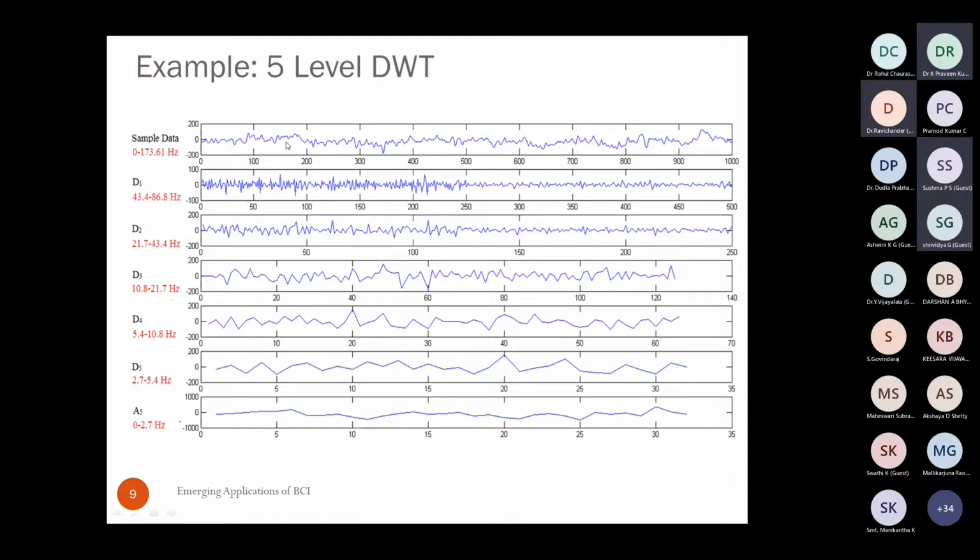Then A5 is the lowest frequency component, 0 to 2 hertz, which I am saying is the deep sleep signal, a very slow signal. Then you go to a higher range, 2 to 5 hertz. Then 5 to 10 hertz, 10 to 20 hertz, 20 to 40 hertz, and 40 to 60 hertz. This is even higher than the EEG signal component. So this shows how, using 5-level DWT, you can divide a signal which is in the 0 to 173 hertz range into different parts. Alpha, beta, gamma, delta kinds of signals you can divide.